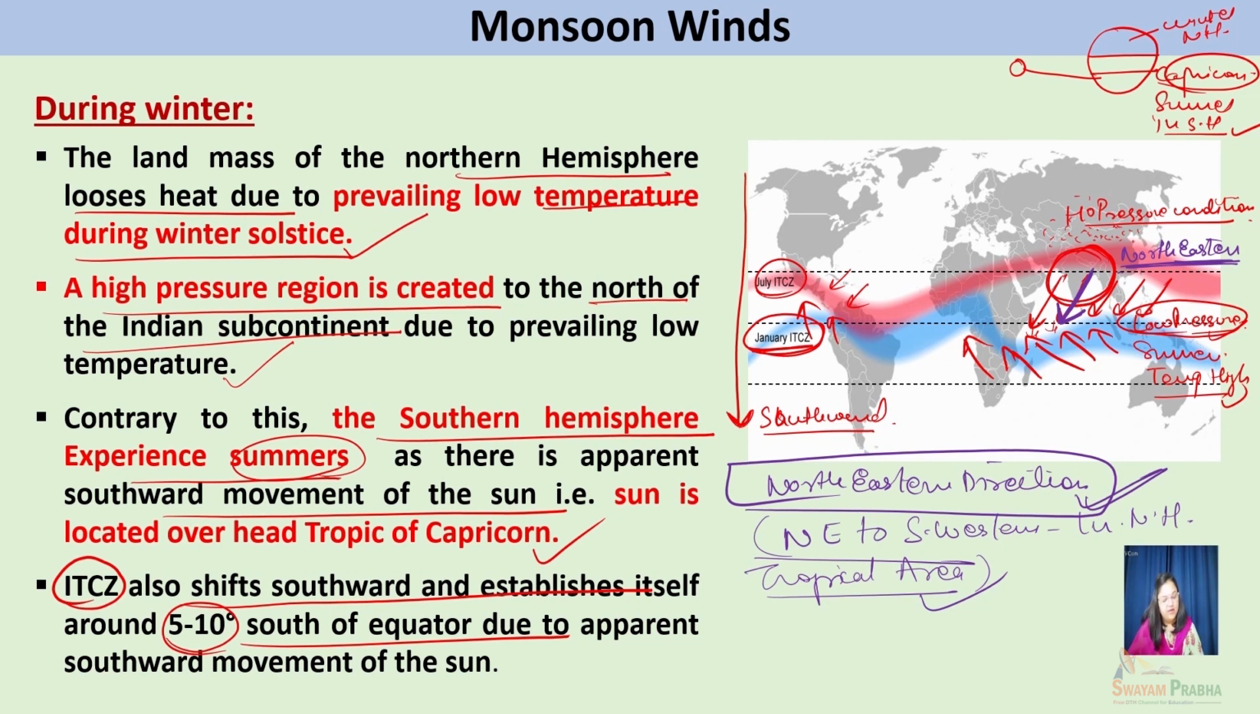And much of the rainfall during this time period is caused because of the northeastern trade winds. So a little bit of rainfall is experienced in the southern parts of Tamil Nadu, southern parts of Andhra also, but most of the Indian subcontinent does not receive rainfall during the winter season. So you have prevalence of northeastern trade winds during this time period.